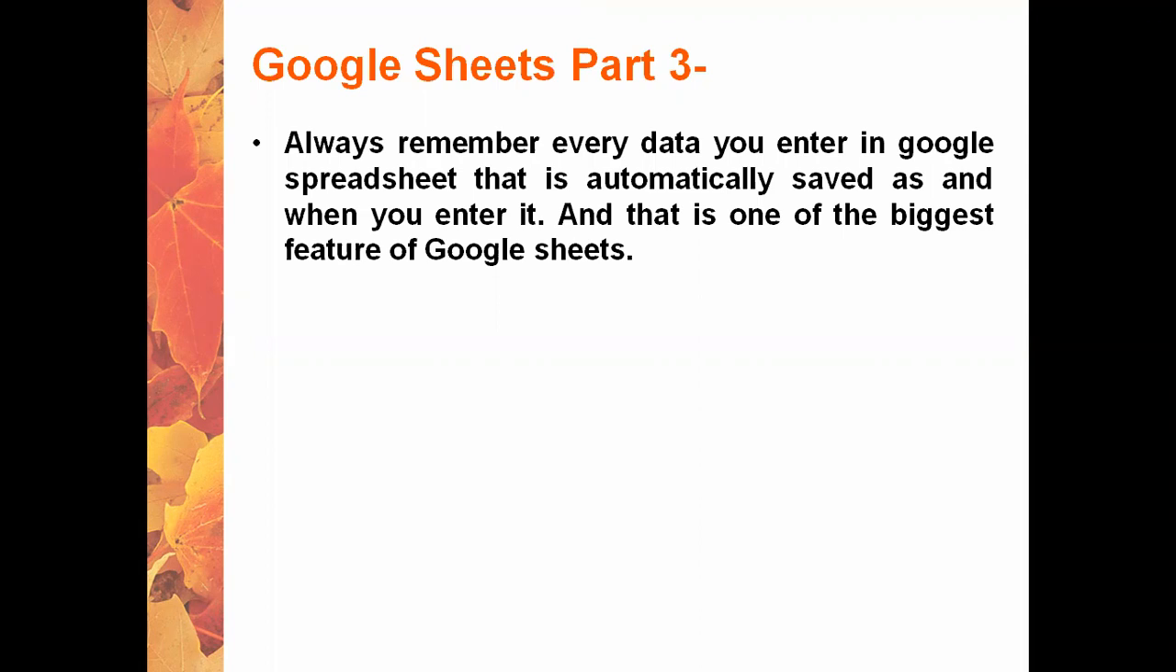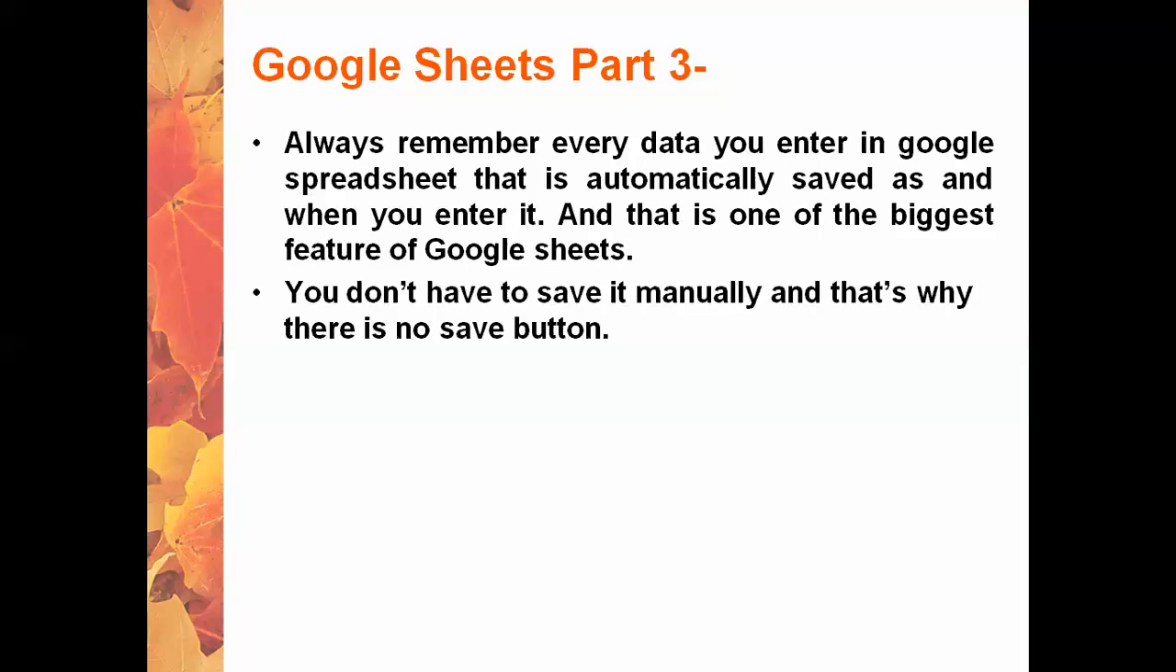When you work on Microsoft Excel sheet, every time you have entered the data, you must save it. Otherwise, when the power shuts down, the data will go off. But in Google spreadsheet, it does not happen. In Google spreadsheet, the data is automatically saved. You don't have to save it manually, and that's why there is no save button in Google spreadsheet.